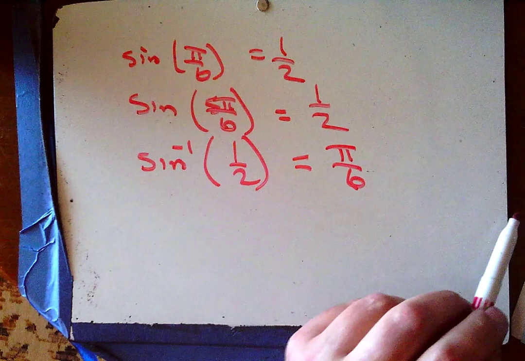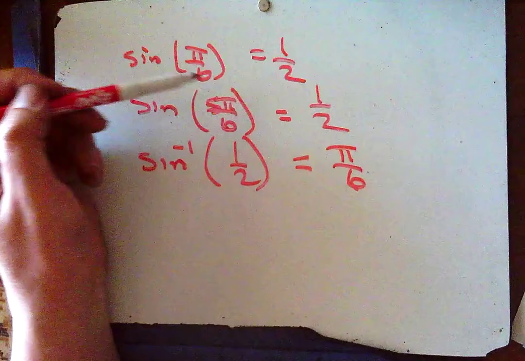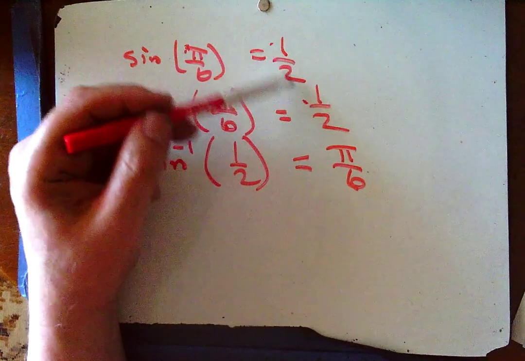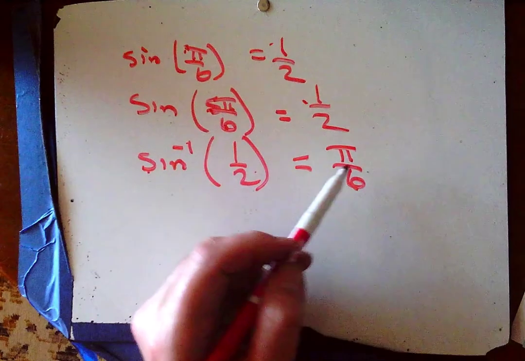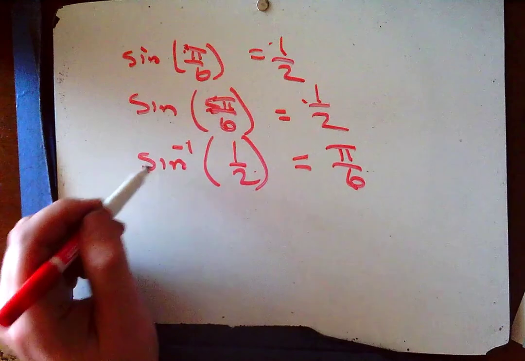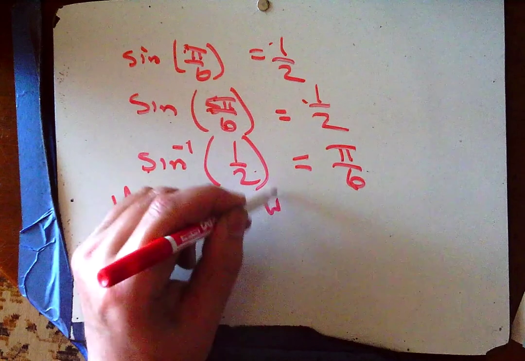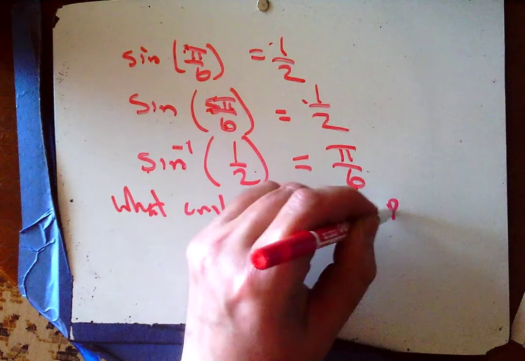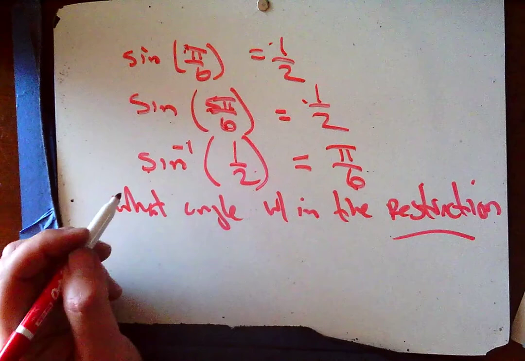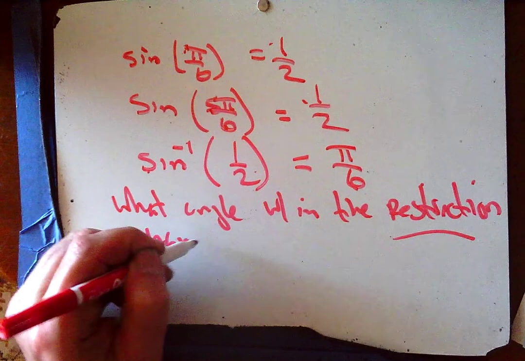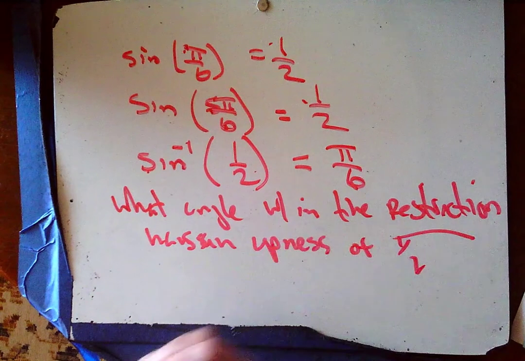Now, why isn't the answer pi over 6 and 5 pi over 6? Because I saw each of these angles had an upness of 1/2. But the answer to the question, what angle has an upness of 1/2, is pi over 6. Because really what we're saying when we're reading this is, what angle within the restriction, the domain restriction we talked about in the last video, has an upness of 1/2.